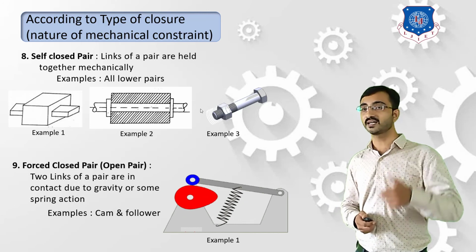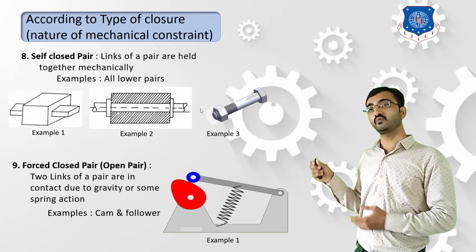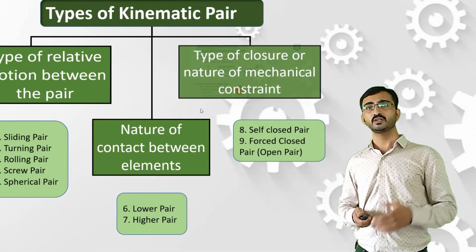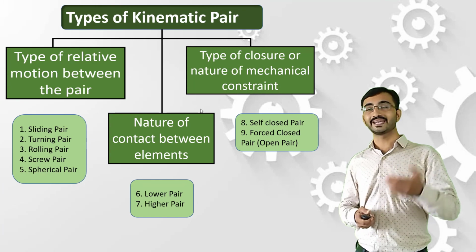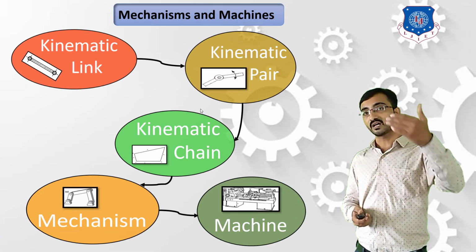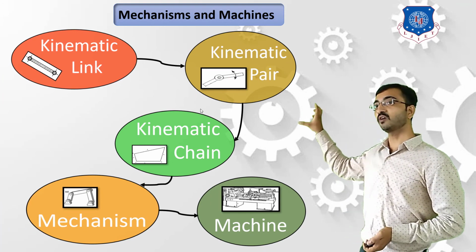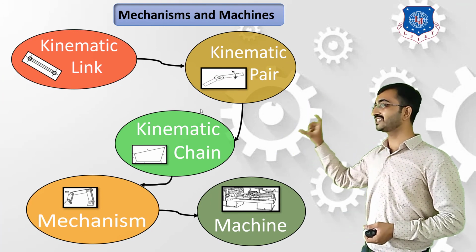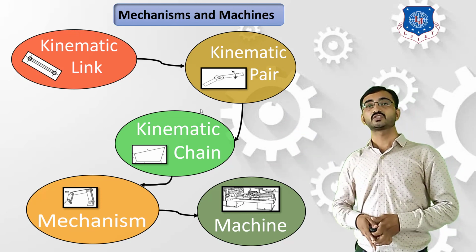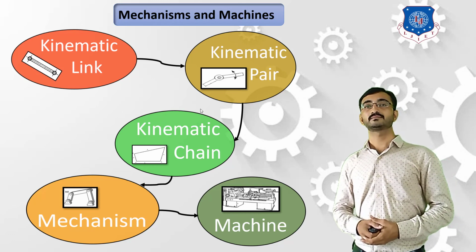Okay, so this is the third classification of kinematic pair, that is based on the nature, or closure, of the kinematic links. Okay, so this is all about kinematic pair. After learning this concept of kinematic pair, now we have to learn the concept of kinematic chain, and that will help us to design mechanisms. Okay, so about the kinematic chain we will learn in our next session. Thank you.